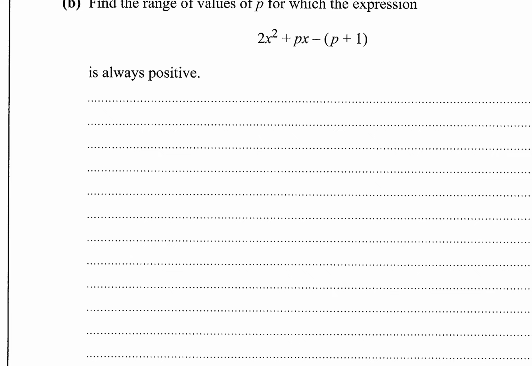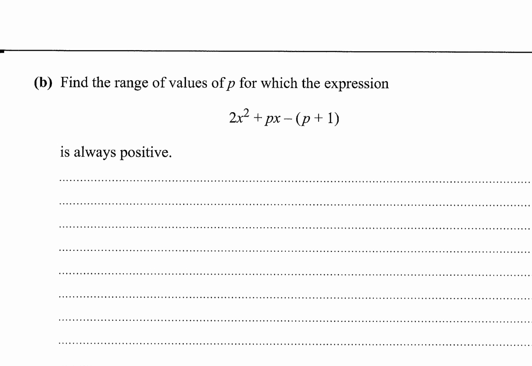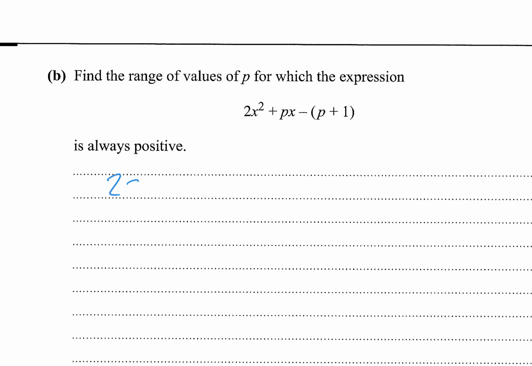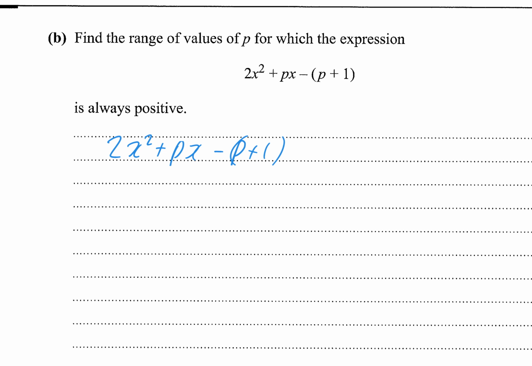Okay, last question, and again, a couple of ways of doing this one. I'm going to do one way. I'm going to do a completing the square method, I think, for this one. It says find a range of values of p for which this expression is always positive. So let's just look at this thing. We have got 2x squared plus px minus p plus 1, and I am going to complete the square here.